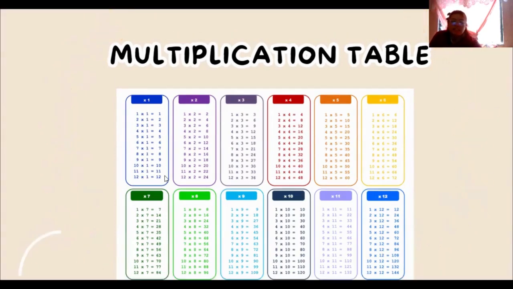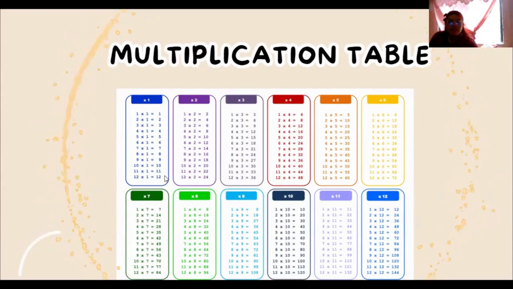So 1 times 9 is 9, 2 times 9 is 18, 3 times 9 is 27, 4 times 9 is 36, 5 times 9 is 45, 6 times 9 is 54, 7 times 9 is 63, 8 times 9 is 72, 9 times 9 is 81, 10 times 9 is 90, 11 times 9 is 99, and 12 times 9 is 108.